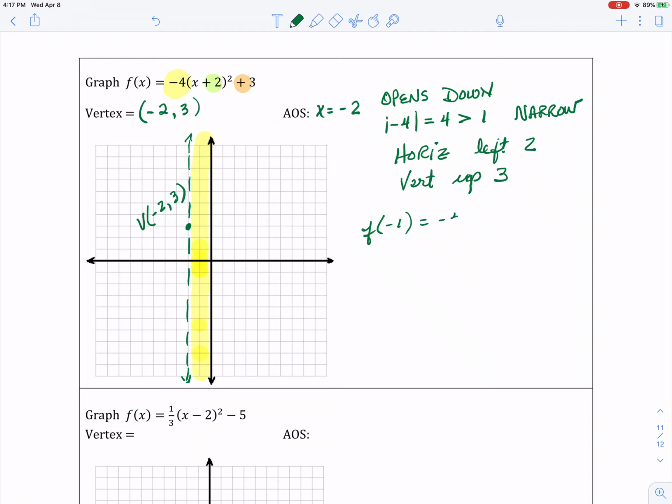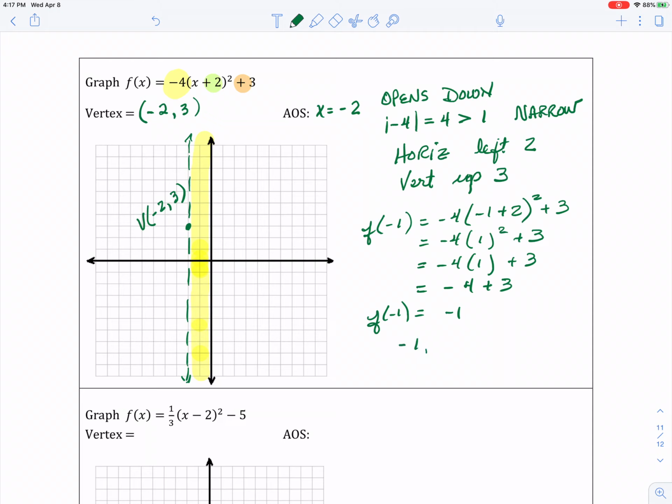So when x is -1, now I'm going to do the arithmetic. So again, inside the parentheses first, exponents next, multiply next, and then do the adding or subtracting last. So f of -1 is equal to -1, which means the x-coordinate is -1, and that gives me a corresponding y-coordinate of -1. So I'm going to plot that point right there.